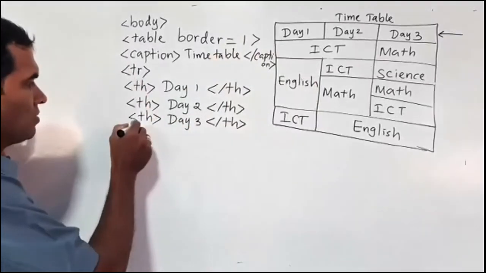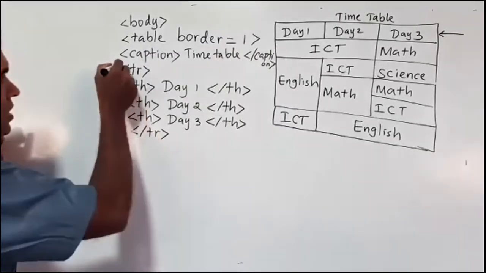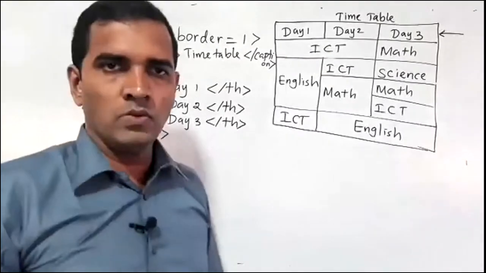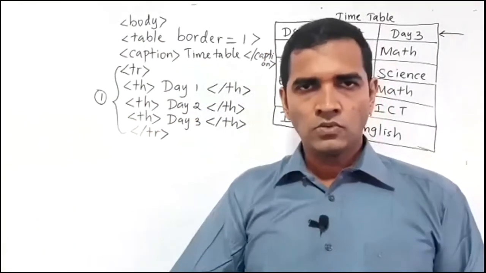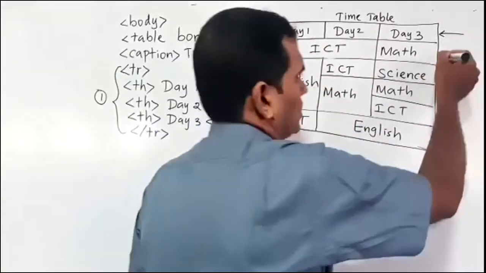So close the TR. Okay, close the TR. So don't forget, this is for the first row, right? I just want to label it in order to differentiate. So this set of coding belongs to the first row. Okay, right. So let's go to the second row. Now we have to create this row.